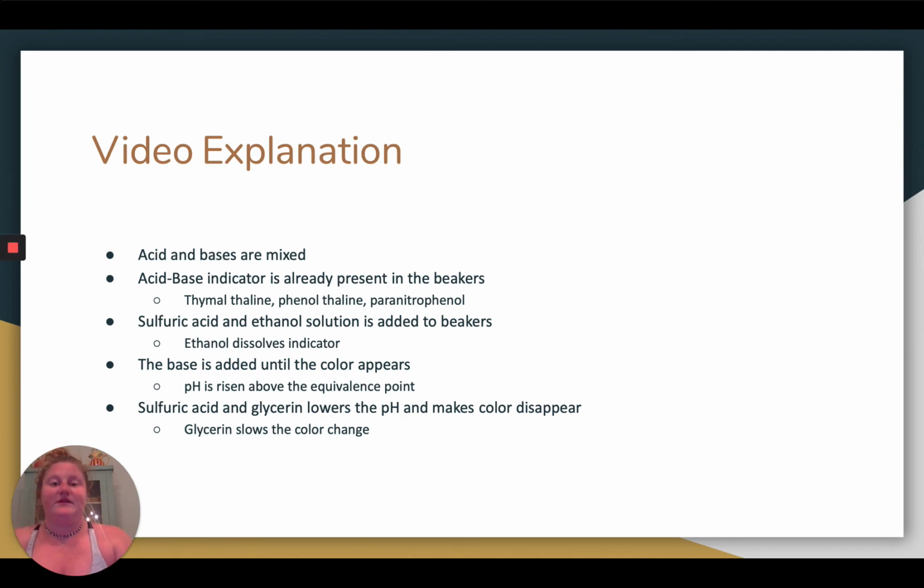This process is repeated later in the video if you continue to watch, where the base is added again, raising the equivalence point, raising the pH, allowing the color to appear, and then adding an acid back into the mixture, which lowers the equivalence point, lowers the pH, and makes the color disappear.